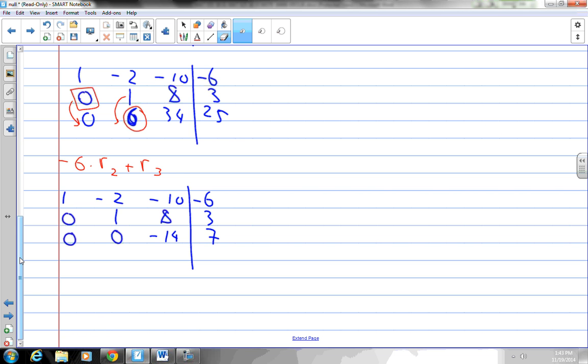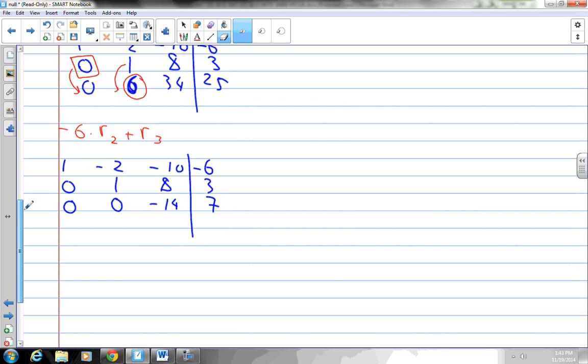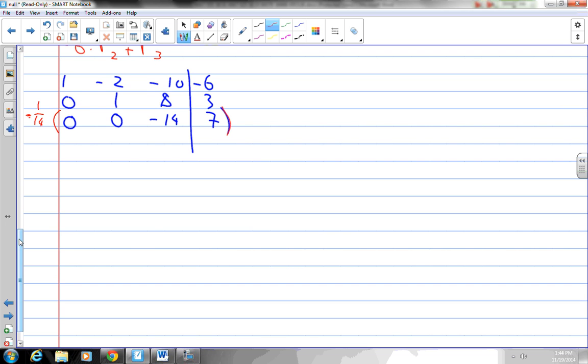Good question. What do you want to do with 14? Well, what do you want that 14 to be? A 1. How do you turn negative 14 into 1? Divide by negative 14. So multiply this whole thing by negative 14. So then we'll get 1, negative 2, negative 10, negative 6, 0, 1, 8, 3, and then 0, 0, 1, and then negative 1 half. Right? If you divide everything by negative 14. That's what we want. Yes.